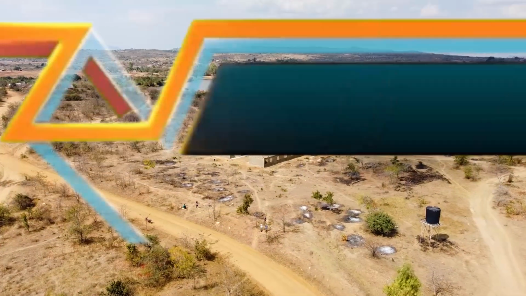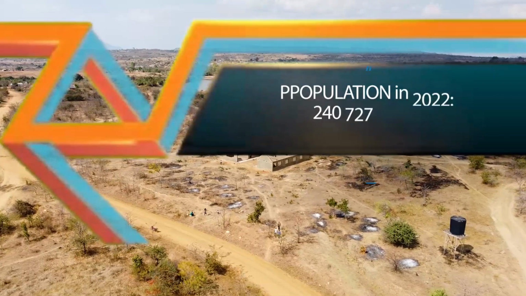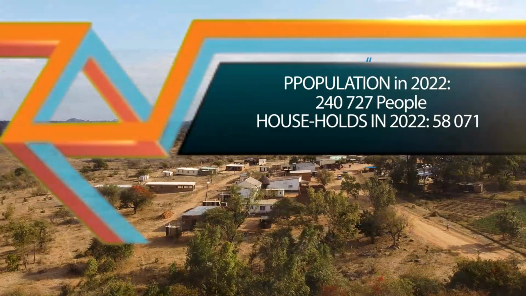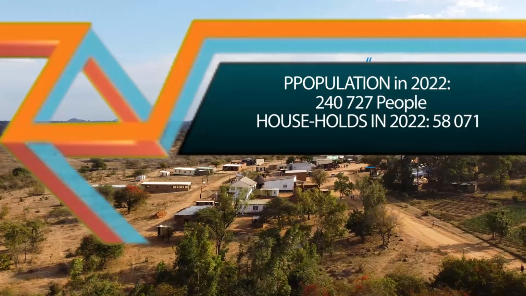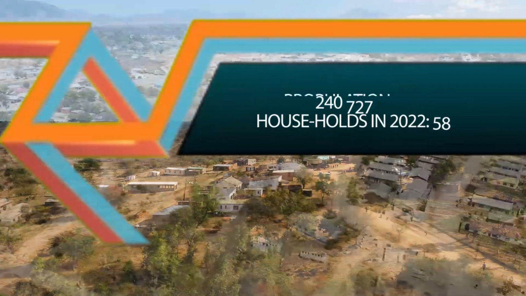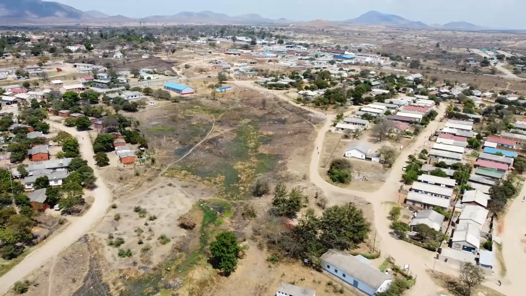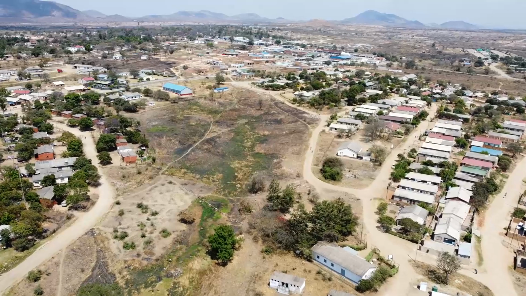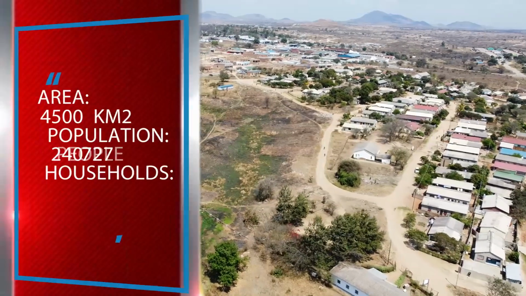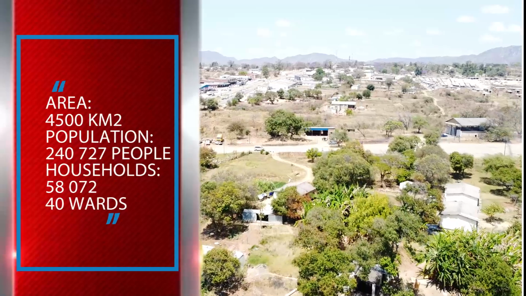The population for PFURA Rural District, according to the 2022 census, is 240,727 and 58,071 households. In terms of spatial extent, PFURA Rural District Council covers an area of 4,500 square kilometers.